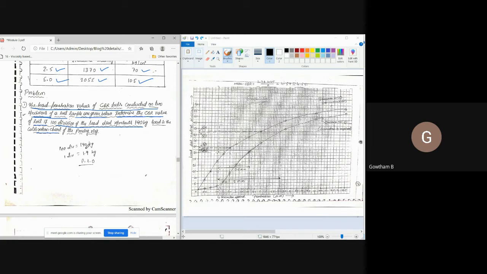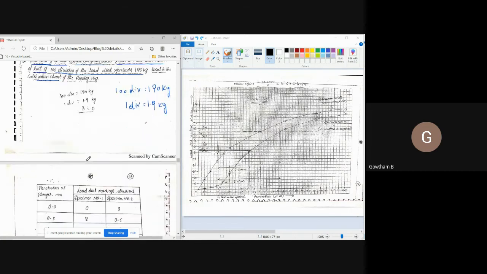He has just given the calibration chart readings and is saying that the scale will be 100 divisions represents 190 kg. Therefore, obviously, one division represents 1.9 kg. It is just a scale conversion. Now let us see the data.